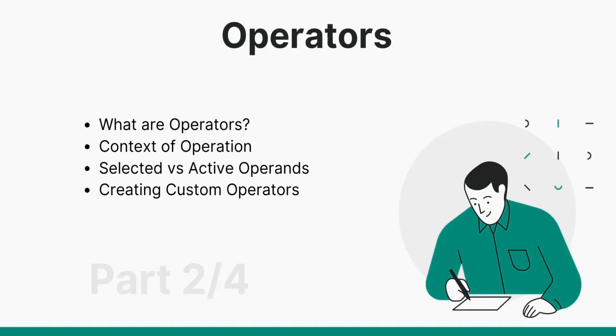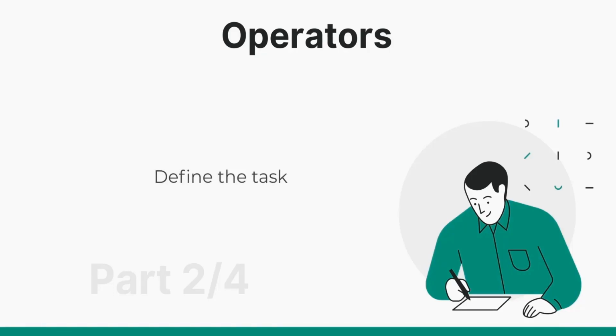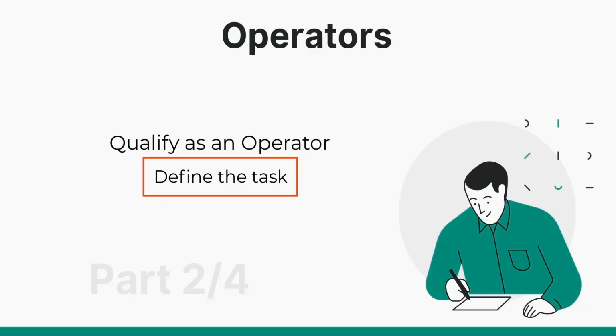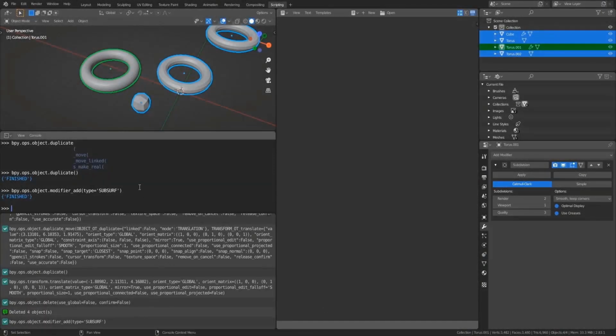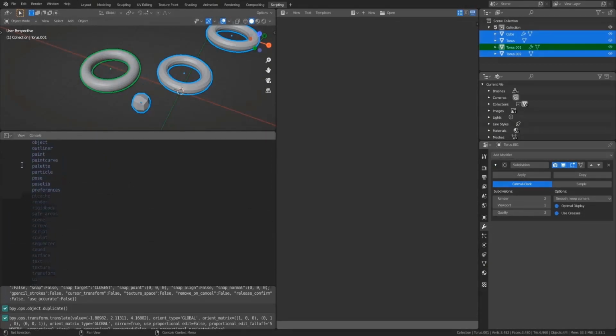The process is very simple. We first need to define the operation that we expect to be executed whenever the operator is called. So the first step is to define the task. Then we need to qualify this set of actions as an operator, and we need to register it under Blender's bpy.ops module. If you don't remember that, I will show you. bpy.ops. We can already see that there are a lot of operators here, so only if we register it here can we call the operator from Blender.